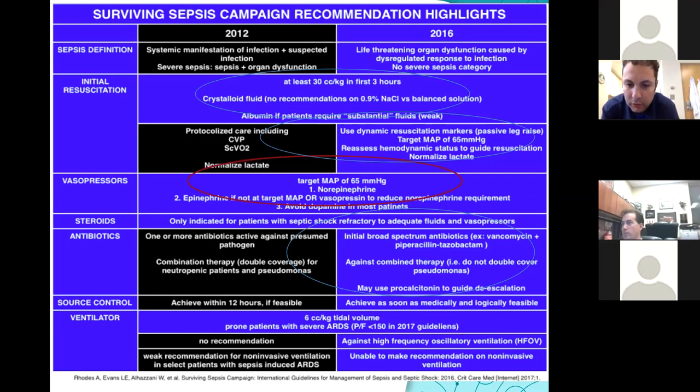Very similar in terms of source control and antibiotics. So if you have perforated appendicitis, you need to take it out. If you have a port with a fungal infection, you need to take it out. And also initiation of antibiotics within the first hour.